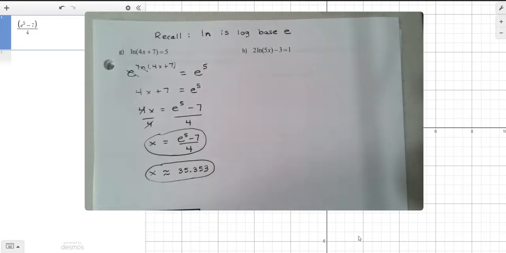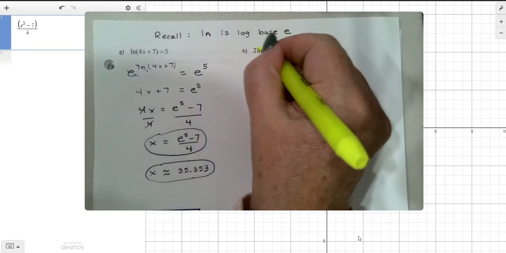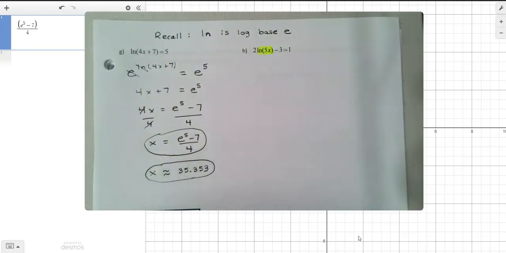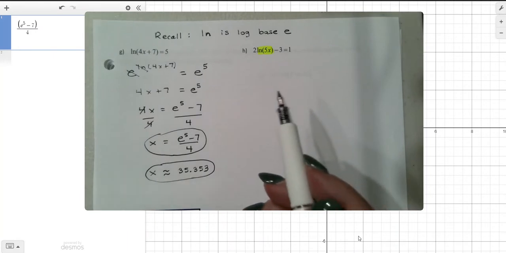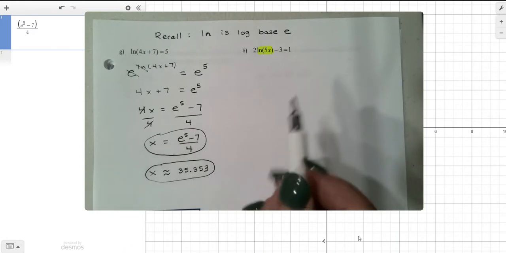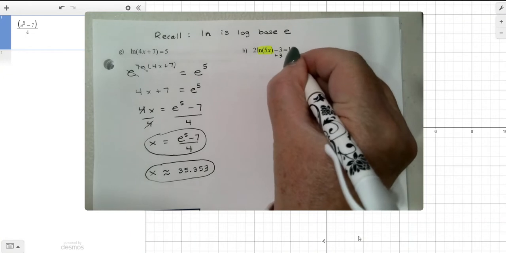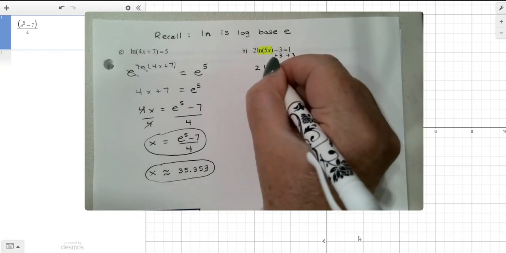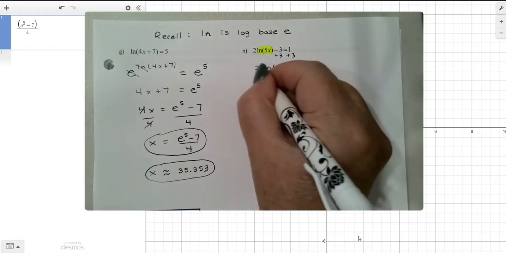It's got a natural log again, but this time the natural log is not isolated. So I need to isolate, or in other words, get that natural log of 5x by itself. Again, can't emphasize enough, that's not natural log times anything, it's the natural log of something. 5x is the argument. So to get that by itself, I'm going to add the 3. And then divide by the 2.